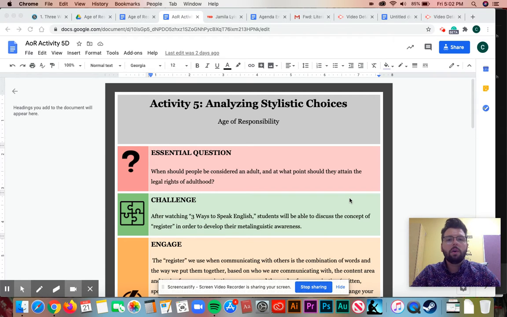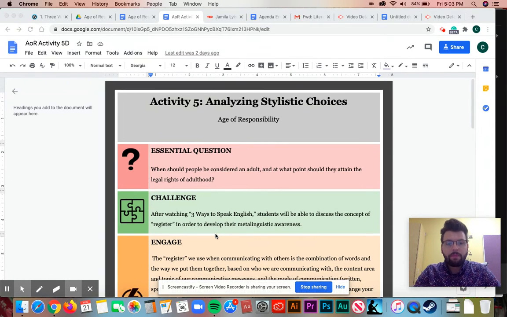Hello, everyone. So I wanted to go over the 3 ways to speak English activity for today. This one is called Analyzing Stylistic Choices. So we're following within the same essential question because we're still in the same unit of the age of responsibility, right? But for now, we're still focusing on the same Greenblatt article, but now we're looking more at the language that's used within it to express the ideas that he claims and supports his argument with.